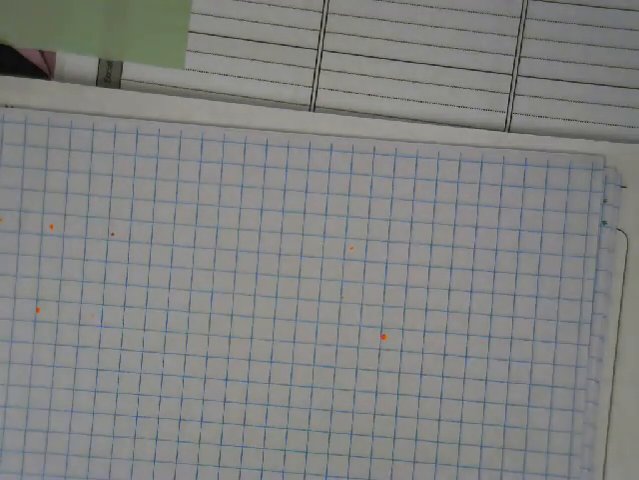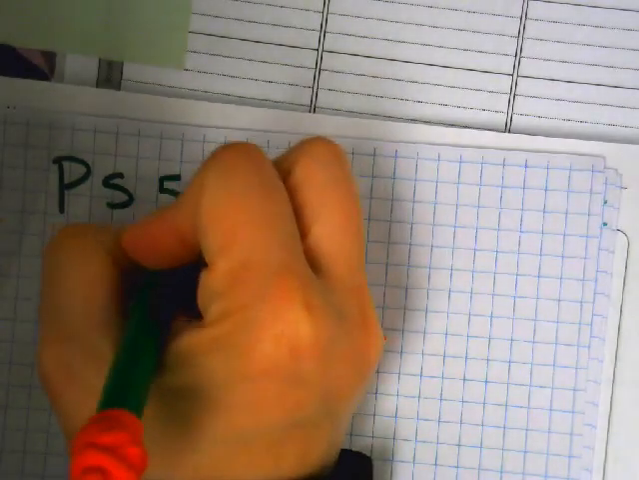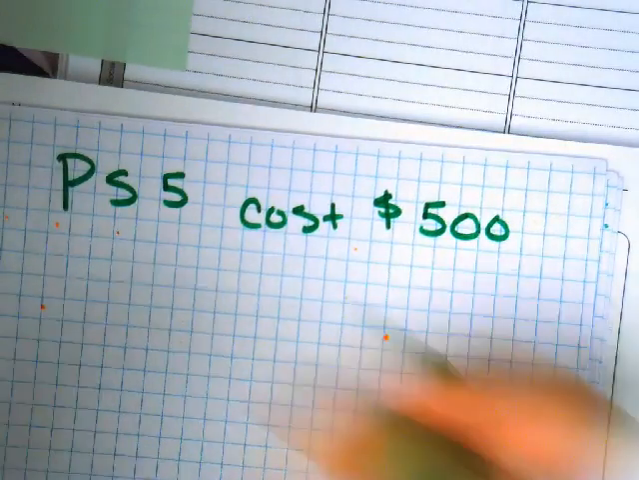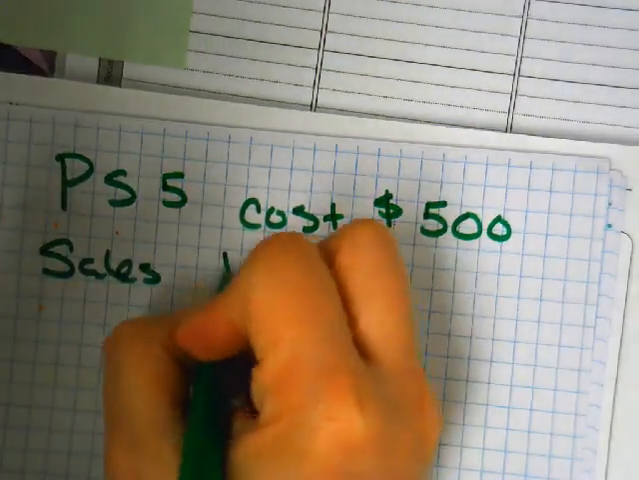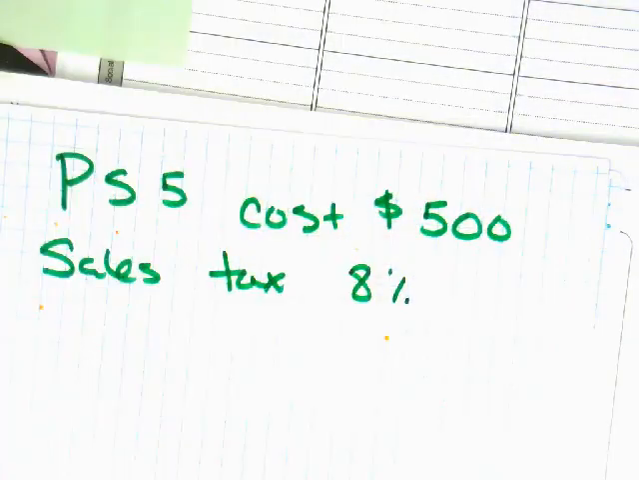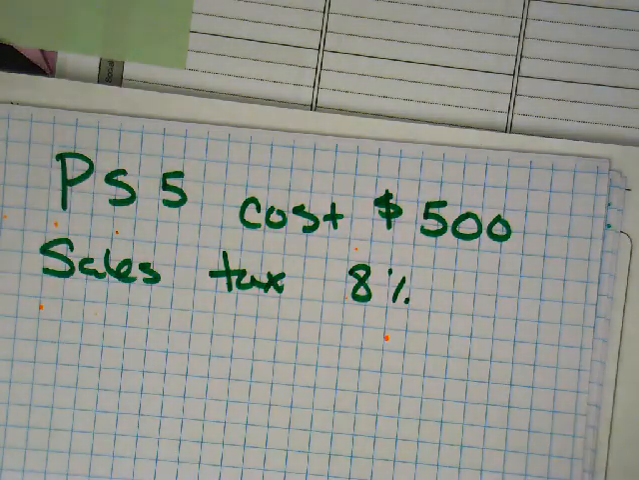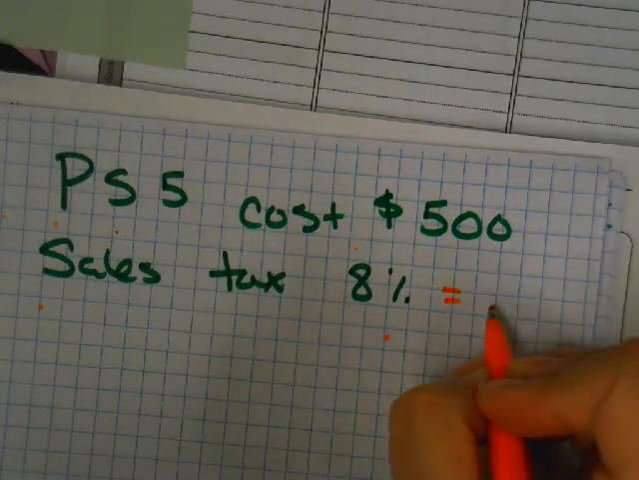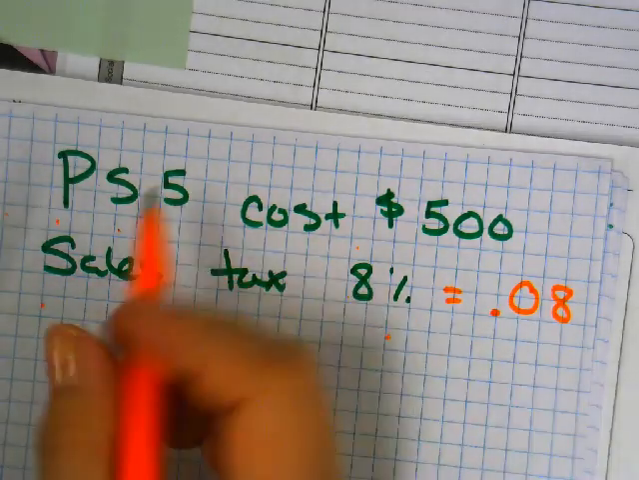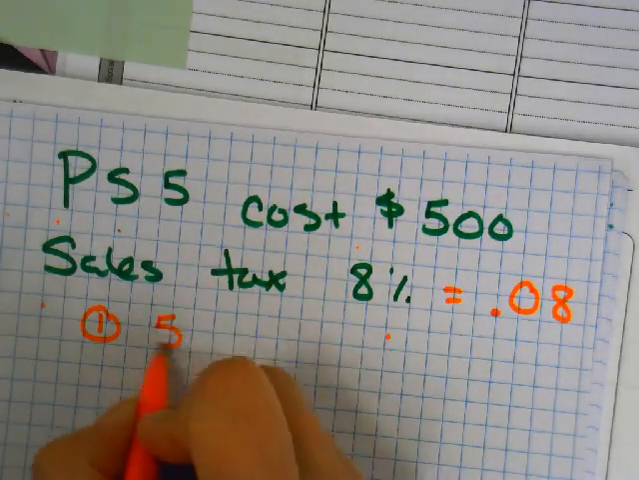So let's say how much is a PlayStation? Like $500. PS5. The sales tax, let's just say, is 8%. We'll round it to 8% in Costa Mesa. So 8%, gentlemen, would be what decimal? 0.08. All right, what's your first step? Multiply 0.08 times 500.